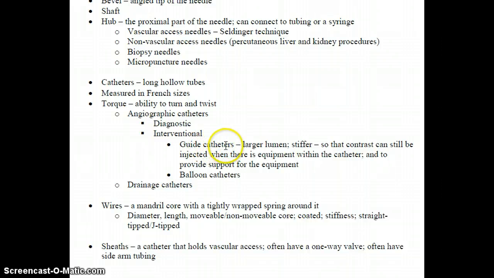Guide catheters, as compared to diagnostic catheters, have a larger lumen and they're stiffer, so that contrast can still be injected when there's equipment within the catheter, and to provide support.